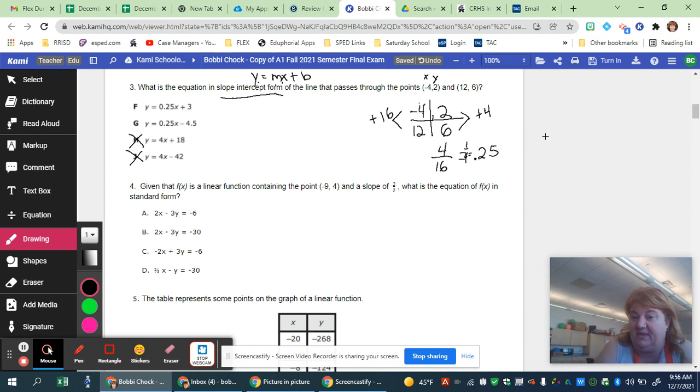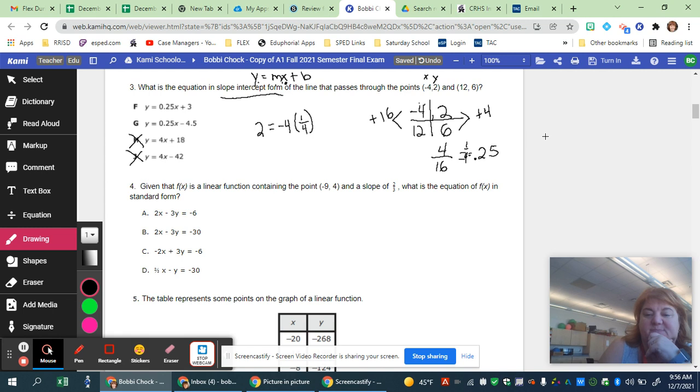So I'm going to solve for B. I'm going to put Y, and I'm going to use 2 equals negative 4 times 1/4. Okay, so the negative 4 is just my X right here.